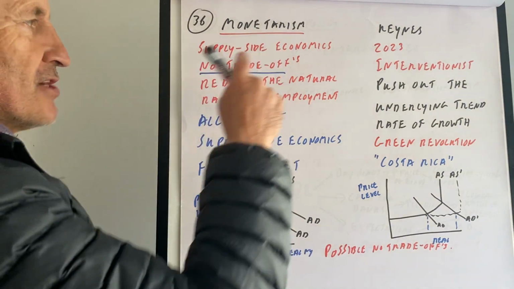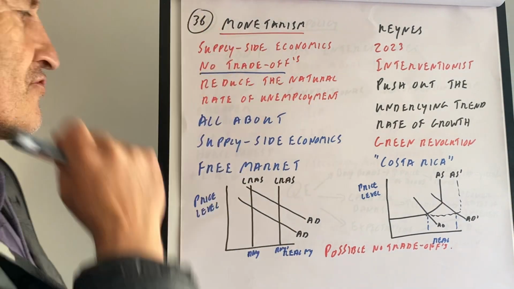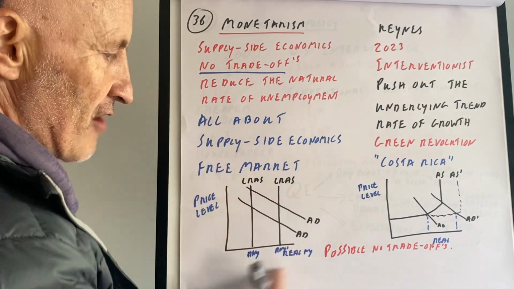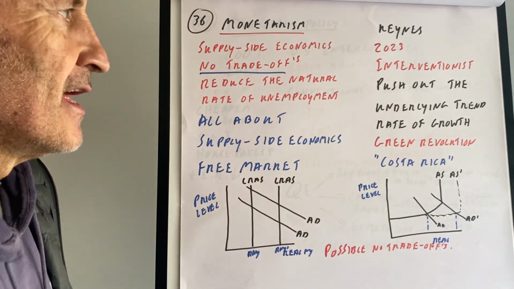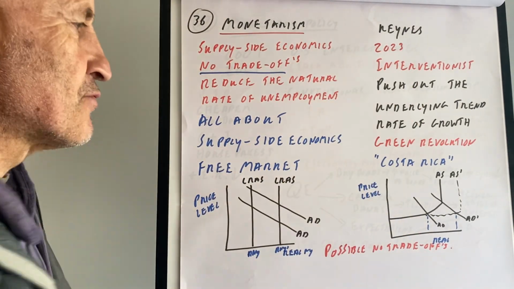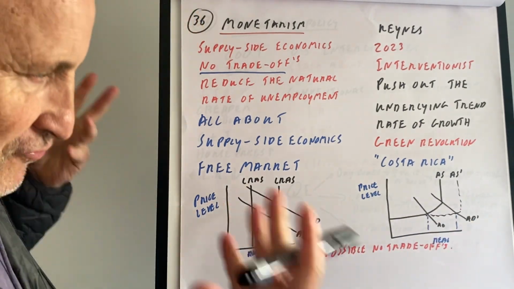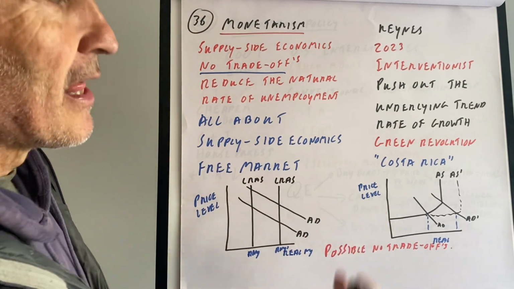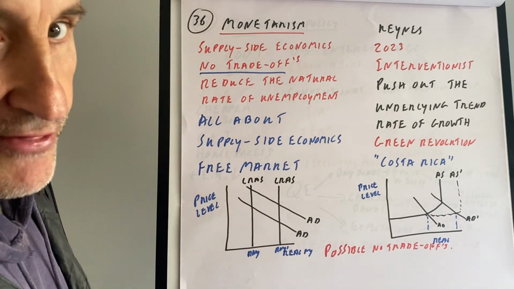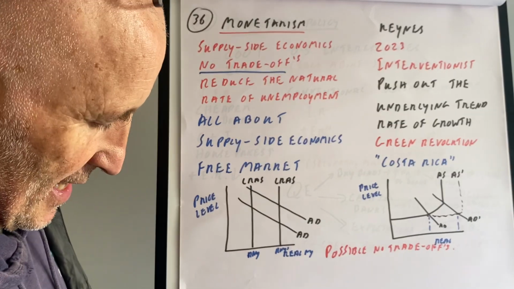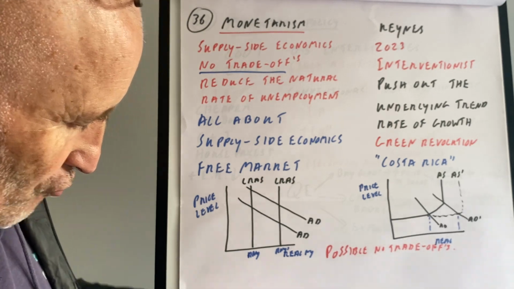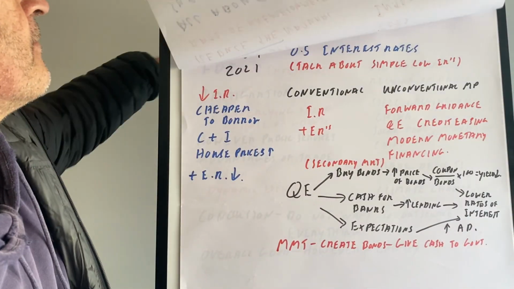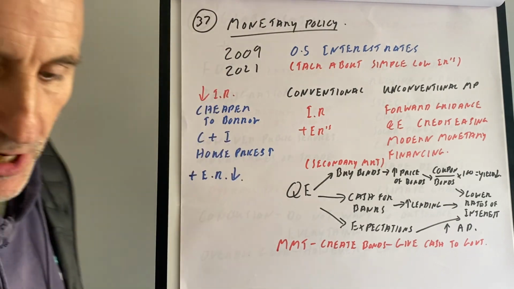Monetarism is all about supply side economics, no trade-offs, reduce the natural rate of unemployment. That is a diagram that I would use, but you could also use this one here. Keynes is a bit more interventionist, which pushes out the AS curve. Costa Rica, they have a green revolution, 99% renewable, and they will have lower inflation than the UK, and their economy is growing quite quickly, even in the current crisis. Okay, monetary policy next.